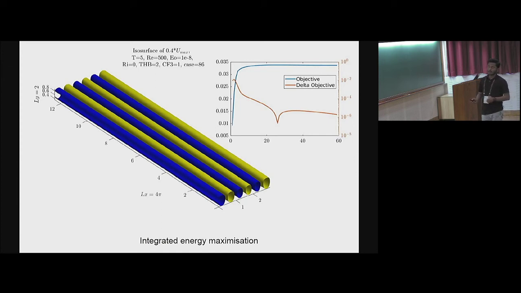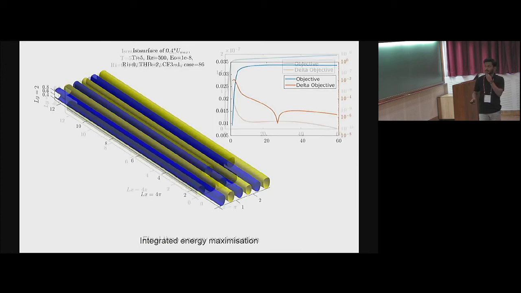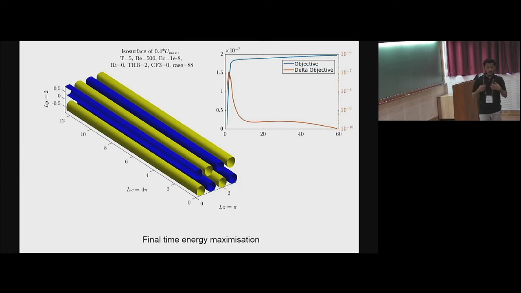On the top left, you see the convergence of the routine, where the objective function has plateaued to a constant value, and the delta objective has fallen by 4 orders of magnitude, where delta objective means the difference in the objective function between one step ahead of the final step. And I told you we can change the optimization cost function. I changed the cost function. Now I'm maximizing for the final time energy.